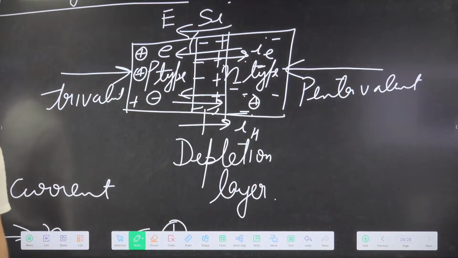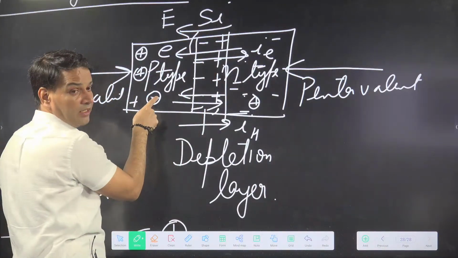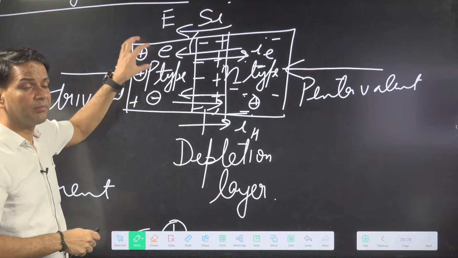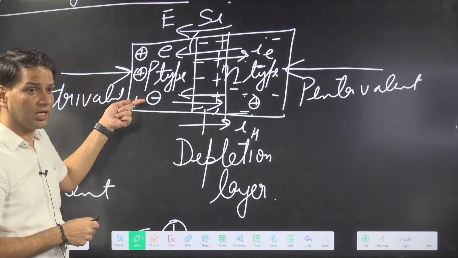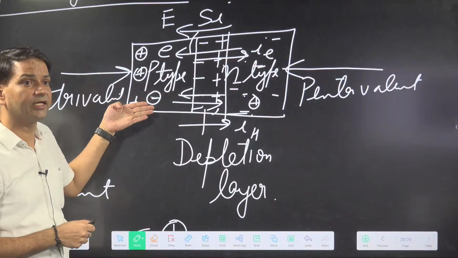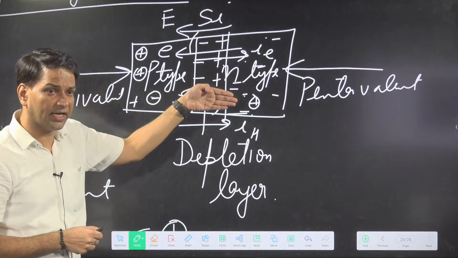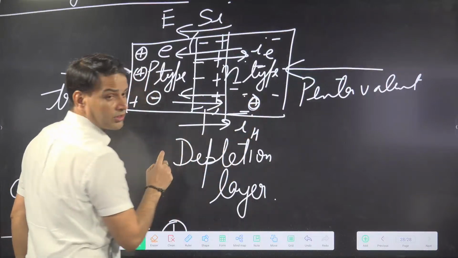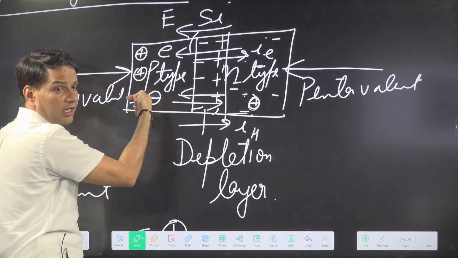And one more thing will happen. This electric field is directed here. So minority carrier in the P side is what? In P type, minority is the negative. So they will experience the force opposite to the electric field. So this negative will go to the N side. And in N type, what is the minority? Minority is the positive. This positive charge will experience the force to the left.